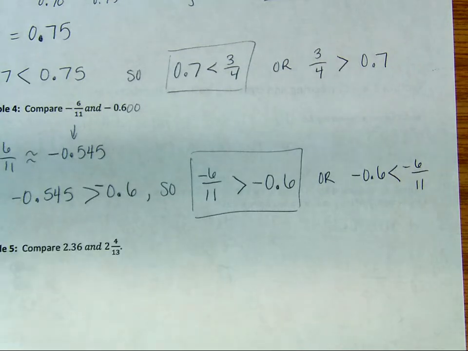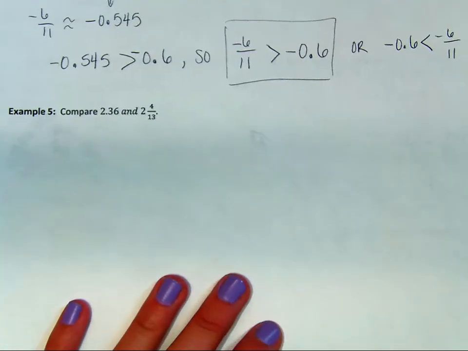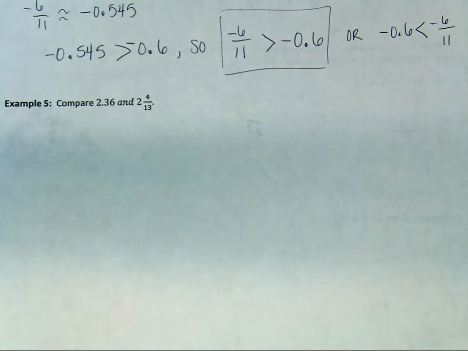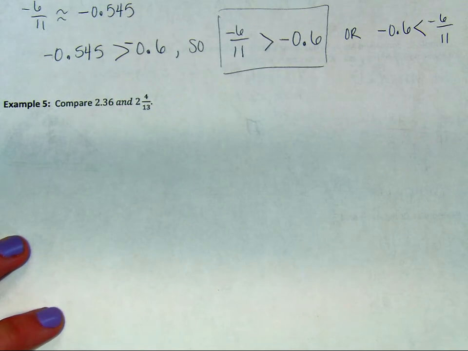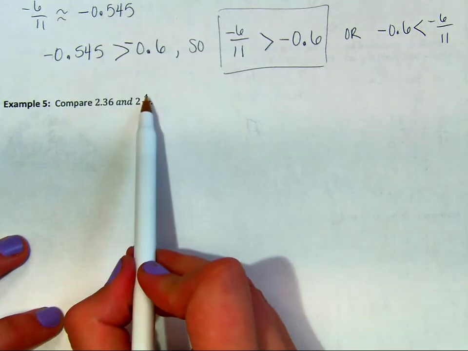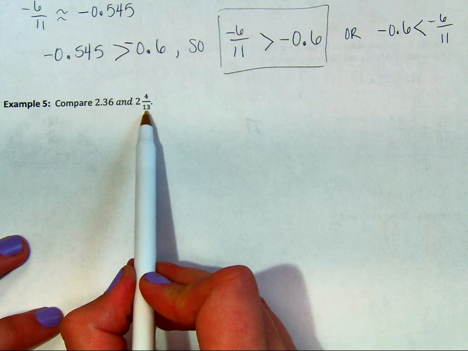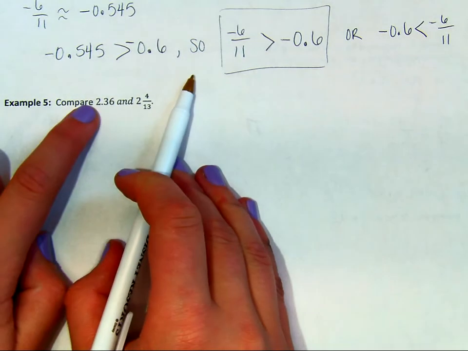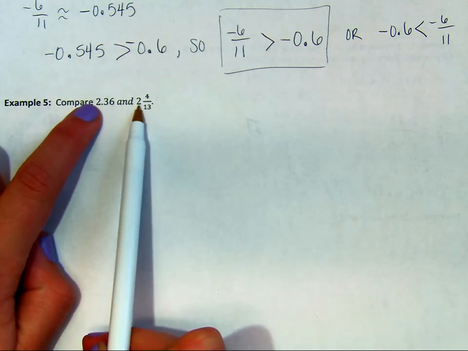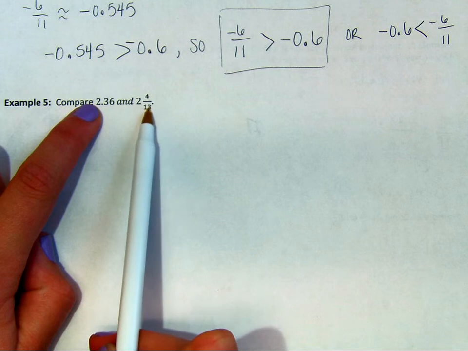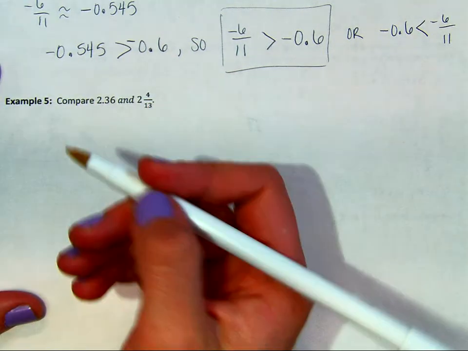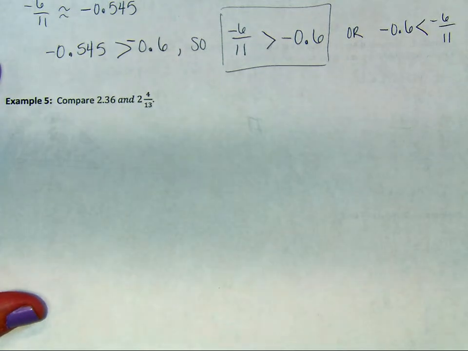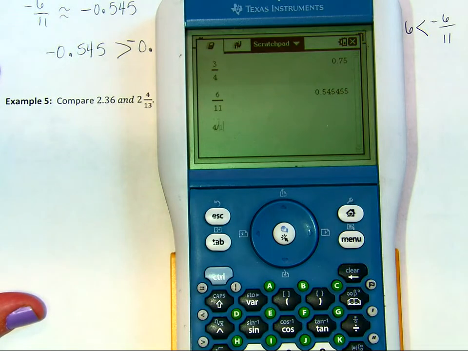Let's do one more comparison. I'm going to compare 2.36 with 2 and 4/13. So I've got a mixed number here. What I can do is convert 4/13 to a decimal. The 2 is on the left side of the decimal, so that's a whole number. So is this. So if I convert the fractional part to a decimal, I could just tack that onto the 2. So I type in 4 divided by 13.